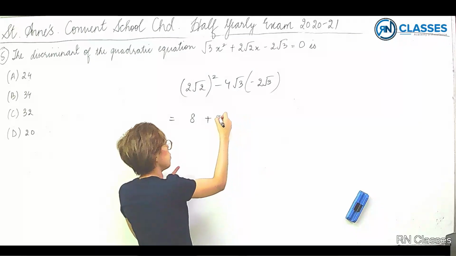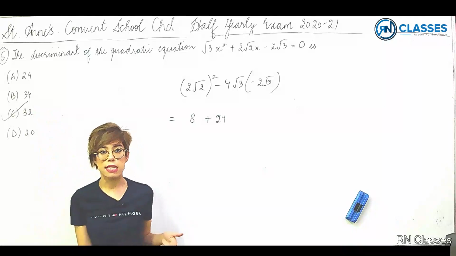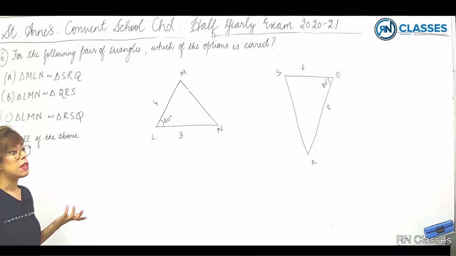So 8 into 3, 24. So 24 plus 8, that is 32. Option C is the correct one. Right. So the next one.